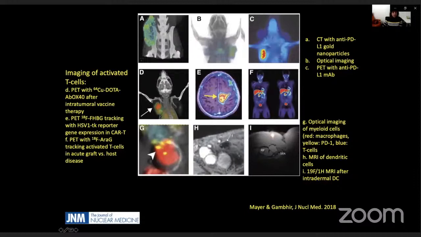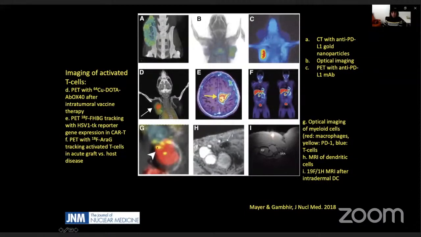These are examples of imaging of activated T cells. On the left side, you see a PET image with a copper-64 DOTA antibody against OX40 after intratumoral vaccine therapy. Here in the middle, you see CAR T-cell imaging. This is a patient with a recurrent glioblastoma who got therapy with CAR T cells. By labeling a reporter gene, you can see that it's possible to visualize the result of the CAR T-cell therapy.